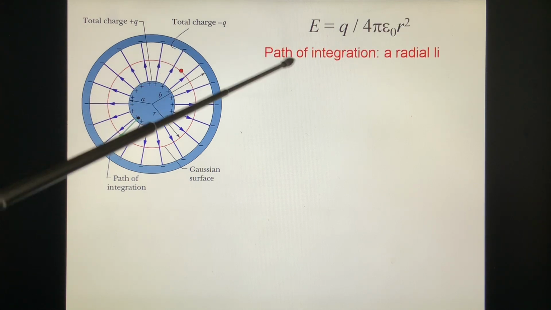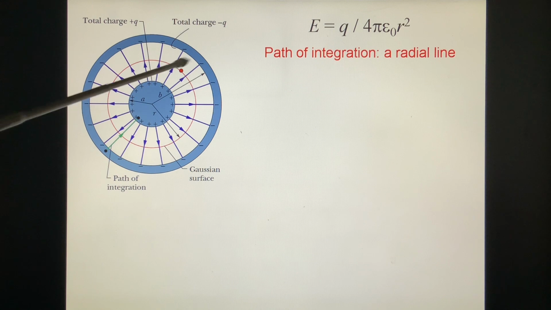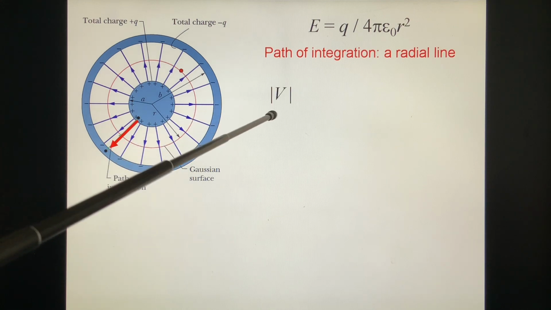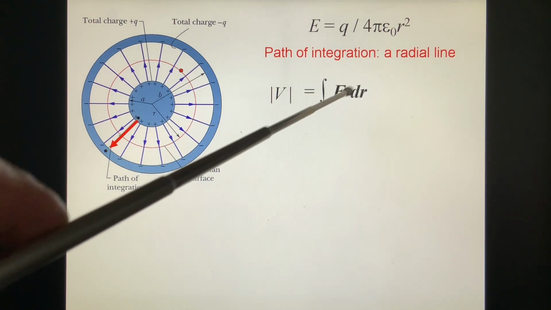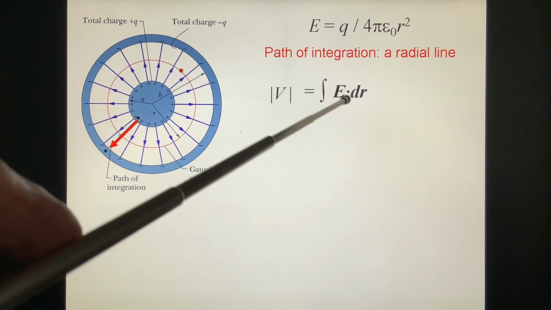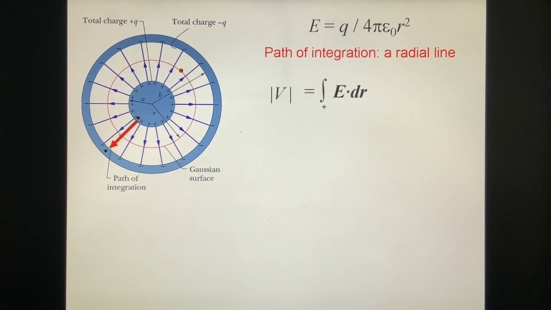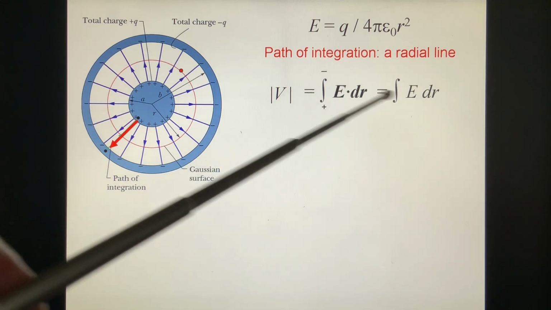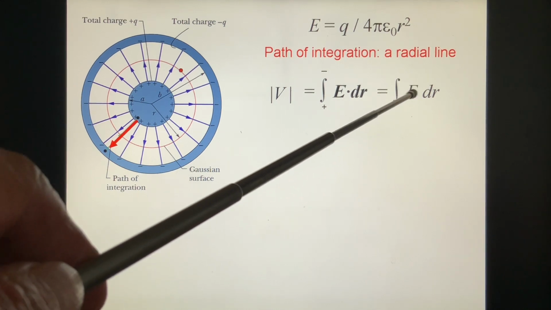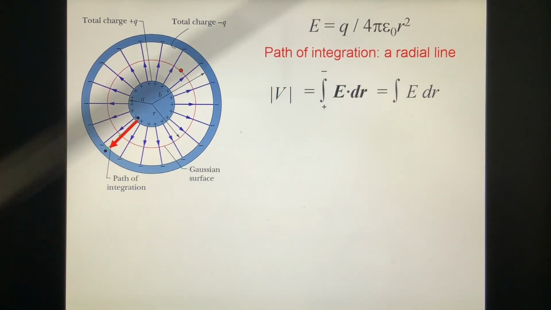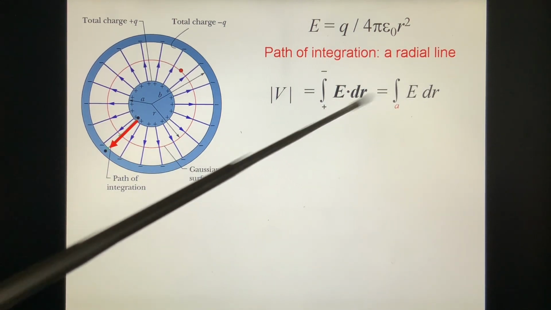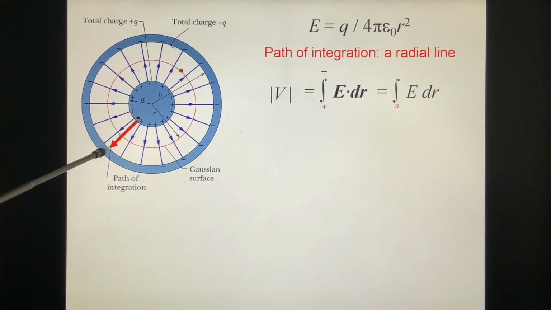From past integration, we have found the V between these two spheres. We take the path along the radius. So we get V equal to, by definition, the integral of E dot dr. E is parallel to dr, so E dot dr equals E dr, from positive to negative. E is not constant, so we cannot take it out. We put E inside, integrating from r equal to A to r equal to B.